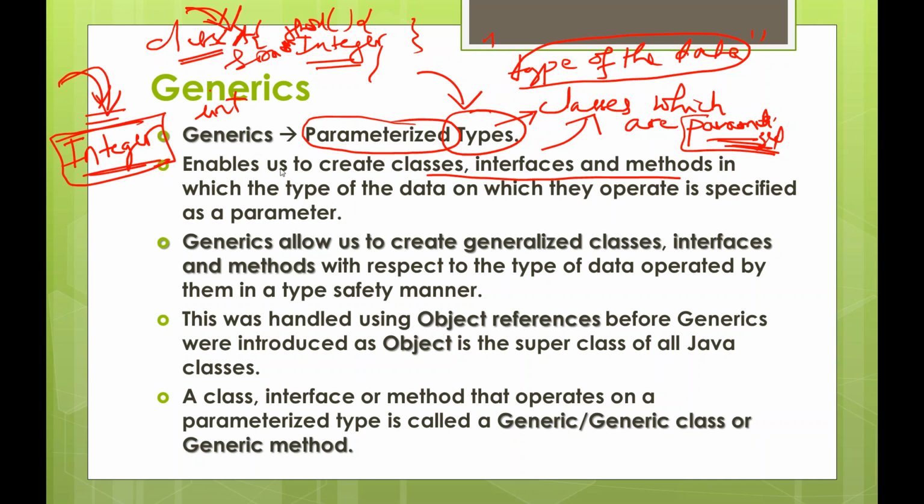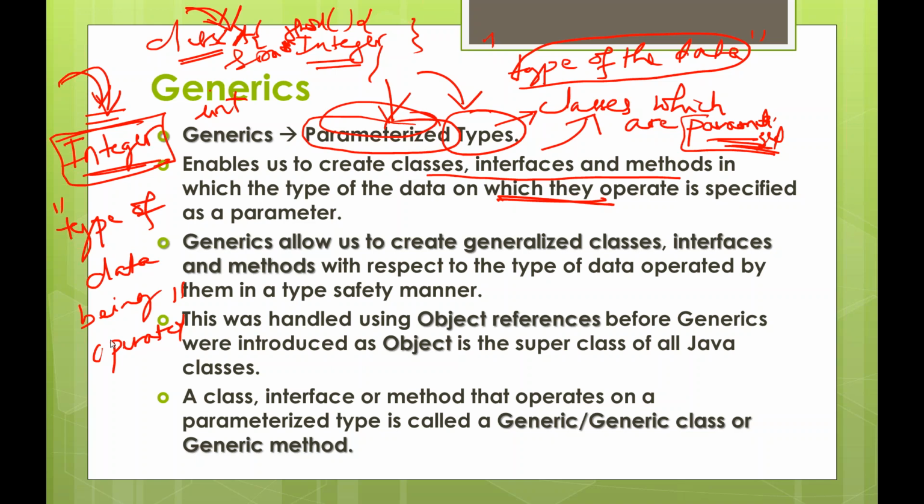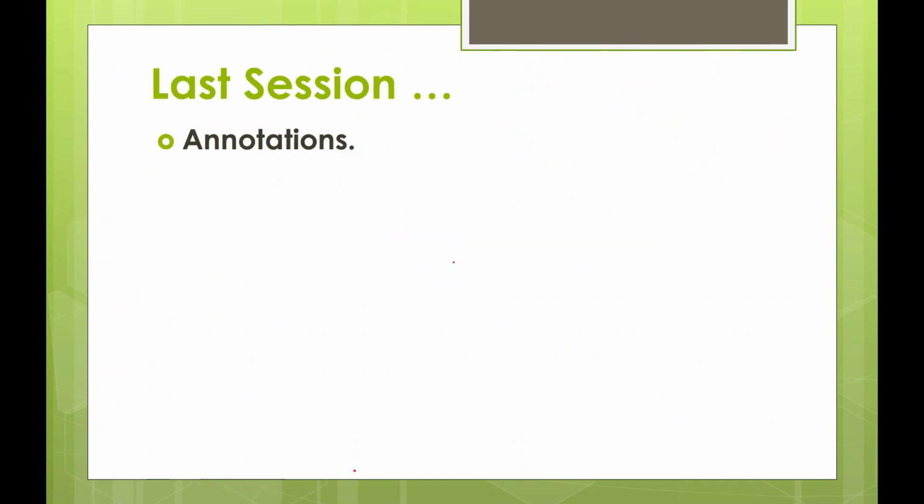I'll explain these things in a better way with an example. Let me just explain this theory part. So what exactly is parameterized? The type of the data on which a particular class works is parameterized. Type of data, this is important to remember. The type of data being operated by the class is passed as a parameter or argument. While declaring, you specify it as a parameter. While calling or while creating an object, you pass arguments.